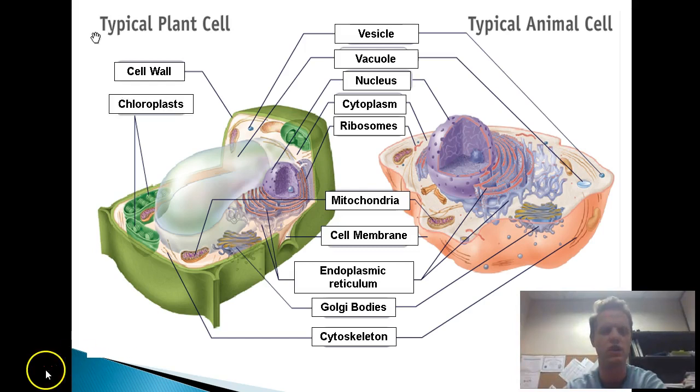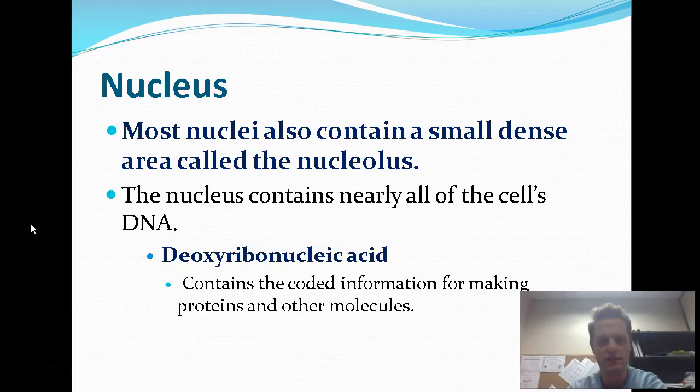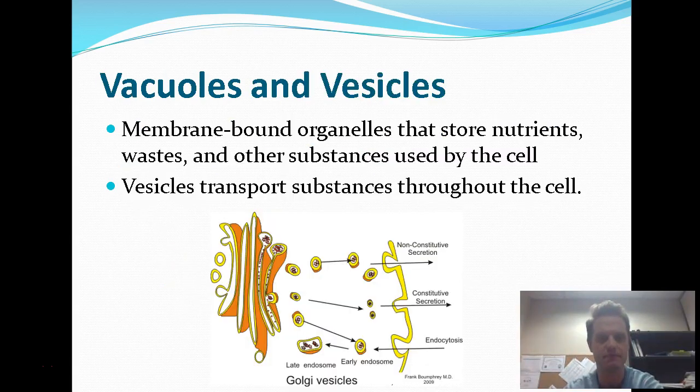Let's go over each one generally, and at least go over the ones that you really need to know. In the nucleus, there's a small, dense area called a nucleolus. The nucleus contains nearly all of the cell's DNA, which stands for deoxyribonucleic acid. And there we code for all our proteins and other molecules that make us us. So you're made of protein, and all that protein originally came from DNA.